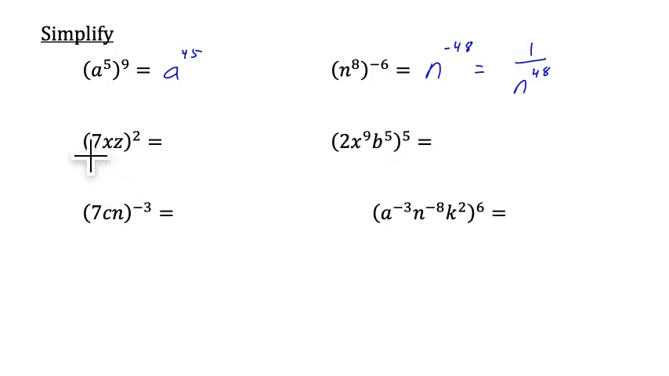All right, here we have a 7. It's not an exponent, so we're not going to use the exponent rules. But that 2 will still affect that 7. So we have 7 squared times x squared times z squared. Let's go ahead and simplify that by changing a 7 squared into a 49.